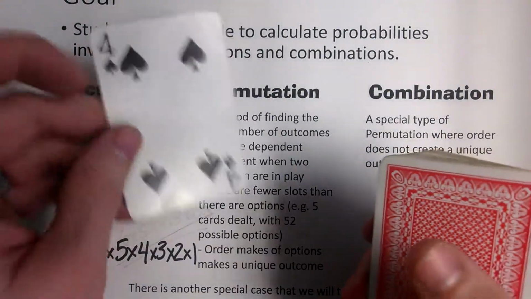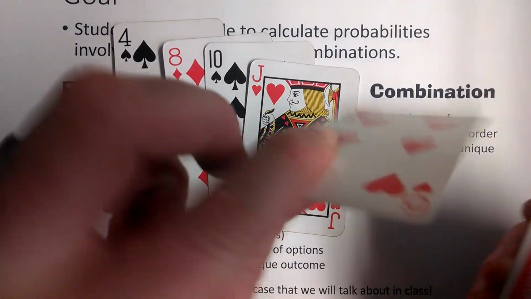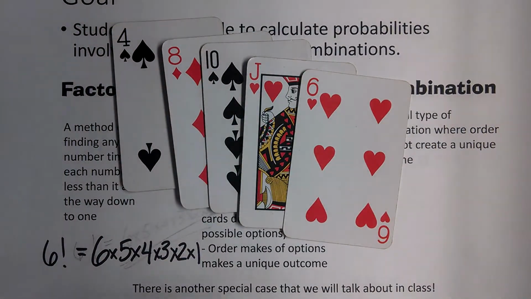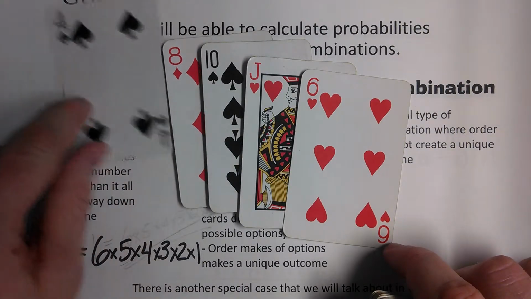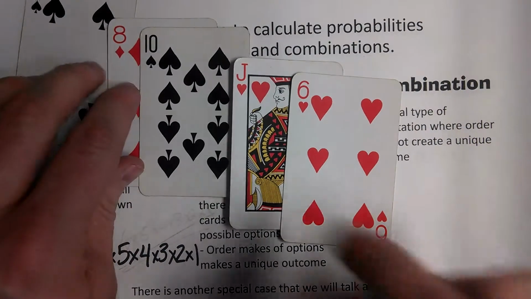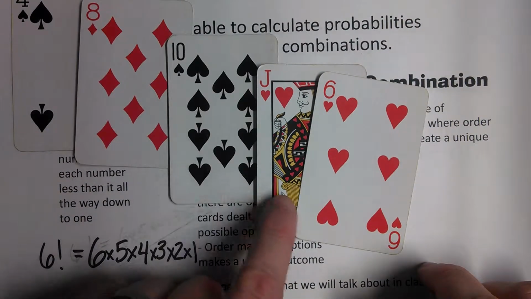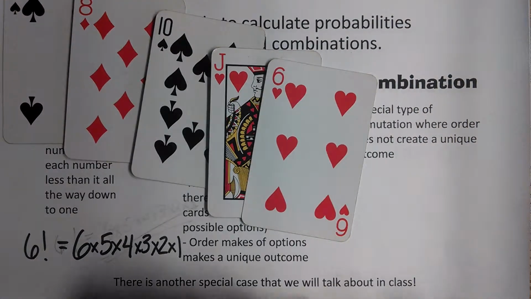And let's say I want to deal out all 52, and I go 4, 8, 10, Jack, 6, and I want to know what the odds were of getting all of the numbers that I get in the exact order that I get them. Well, what I would do is I would start off with 1 out of 52 to get that 4 of spades. Now my 8 is actually now out of 51 cards because I used up 1 card and never replaced it. Then I go down to 50, then 49, and then 48.